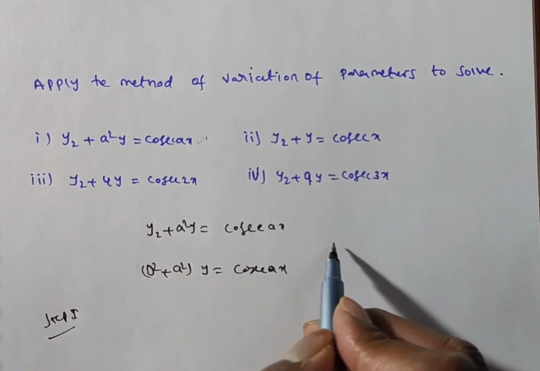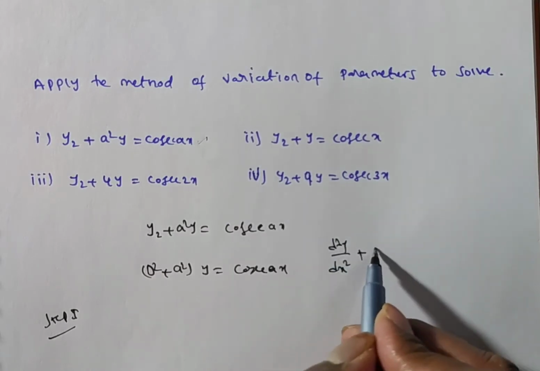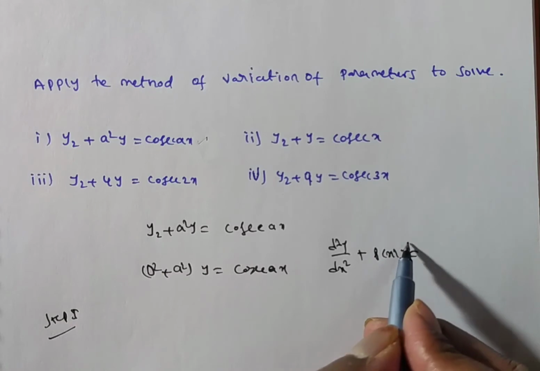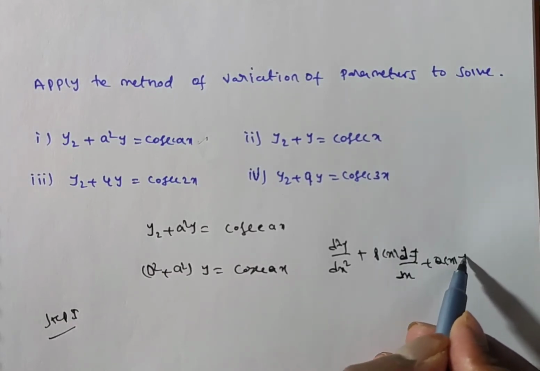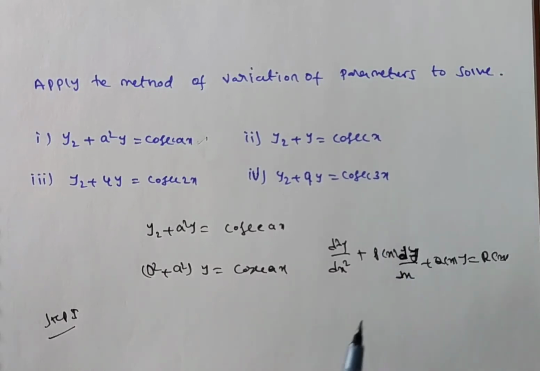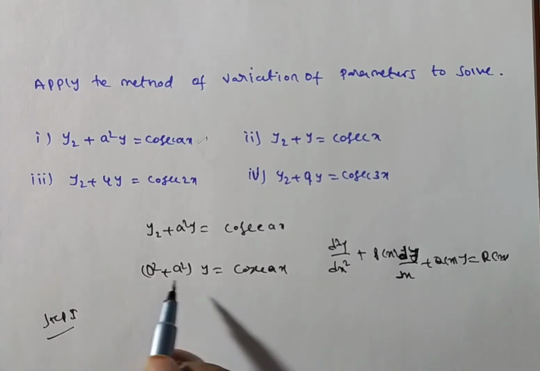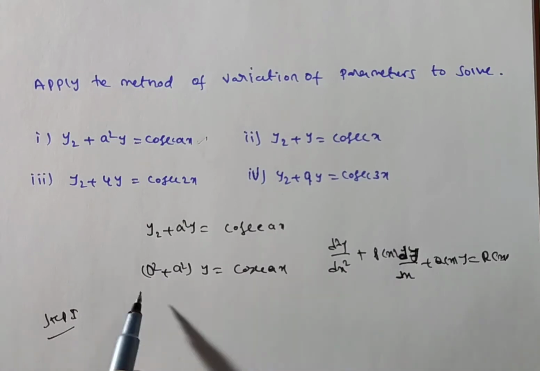What is the standard form here? d²y/dx² + p(x) dy/dx + q(x) y = r(x) is the standard form of the second order linear differential equation. We have to rewrite in this form. Here you observe directly the coefficient of d²y/dx² is 1, so this is in the standard form only.